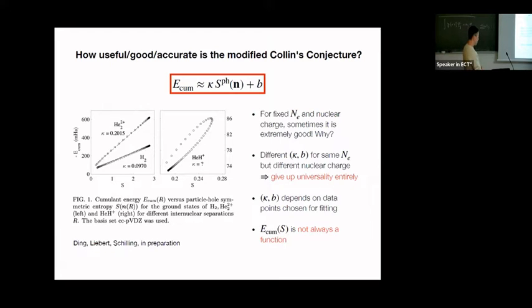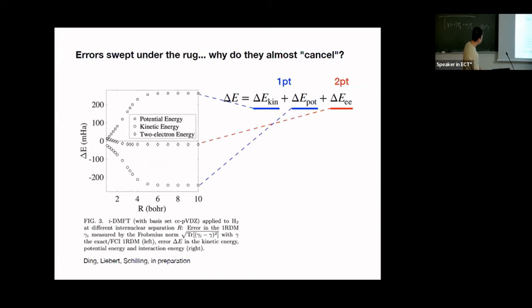Okay. So we know that the Collins conjecture is not always correct, but let's assume that it is correct for certain systems, which is true. And let's say that we can confidently fit kappa and B. The next question is, okay, we can, in H2, for example, recover really accurately the ground state energy, but what about its components? So there are 3 different sources of energy error. So I split into kinetic energy error, potential energy error, and the 2 electron energy error.